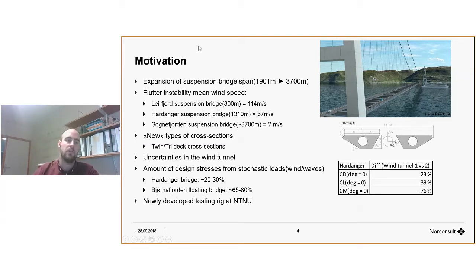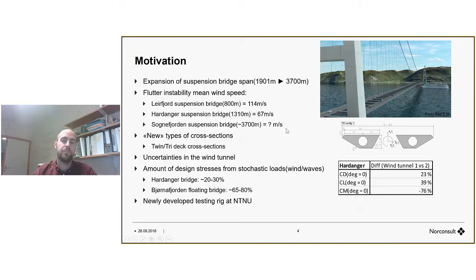But from my point of view, the expansion of the suspension bridge concept from 1900 meters up to 3,700 meters is really interesting. We know that if we increase the span width, the flutter instability limit decreases, and you can see some examples here with a bridge that we did not long ago. It has 140 meters, and the Hardanger bridge is 1,300 meters. That's a bit longer. It has a flutter wind speed of 67 meters per second, and the Sognefjord bridge is so much longer. So what is the flutter instability limit going to be there? It's really critical. And if you use the same cross section as for the Hardanger bridge on the Sognefjord bridge, it's probably not going to be okay.